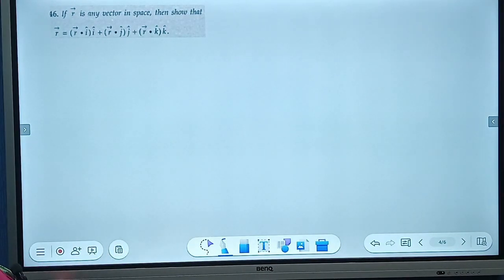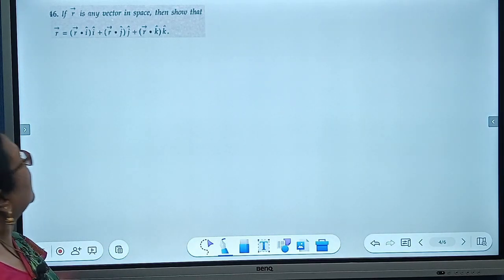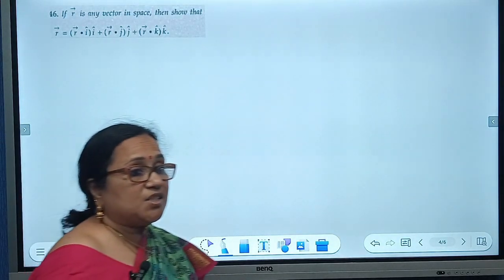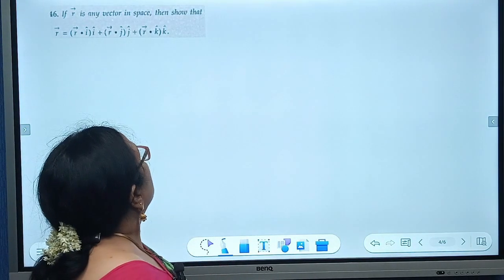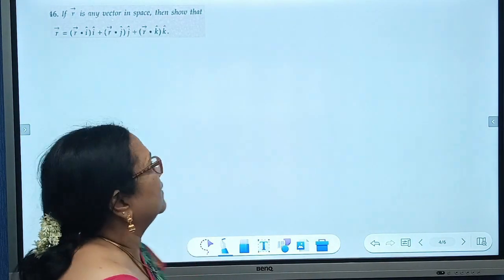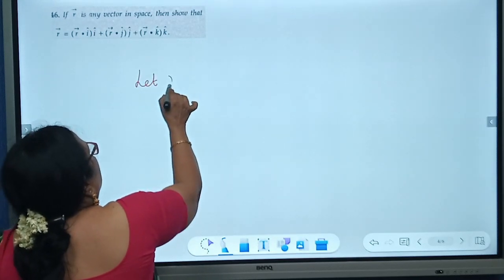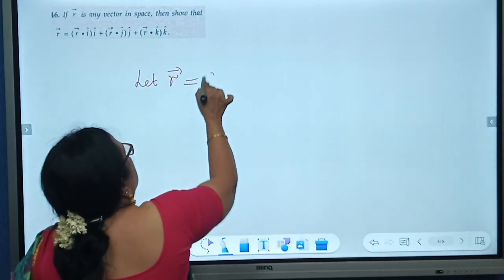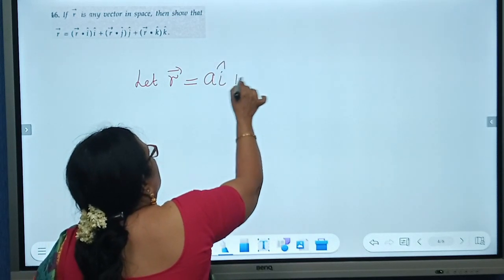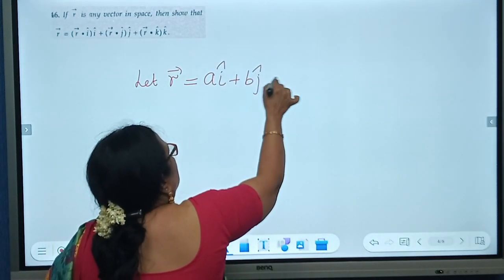Now, if r vector is any vector in space, then we have to prove that r vector is r dot i times i vector plus r dot j times j vector plus r dot k times k vector. So since r vector is any vector in space, let me write r vector as ai plus bj plus ck.